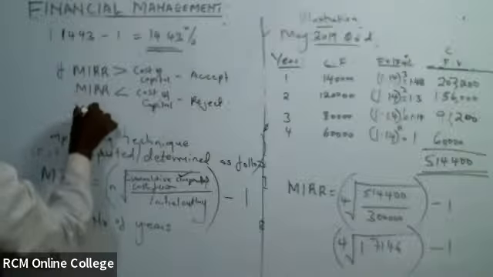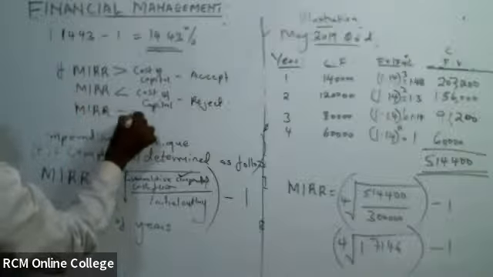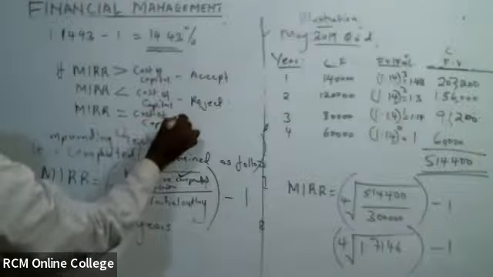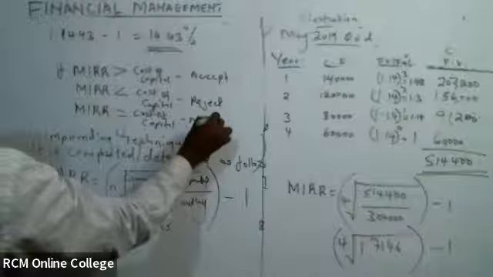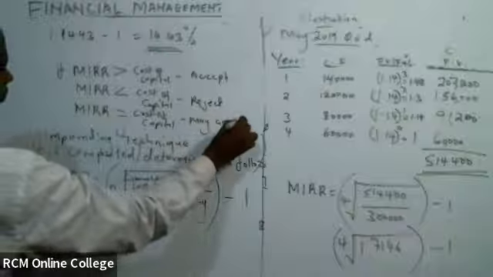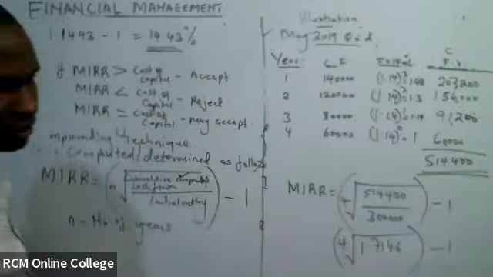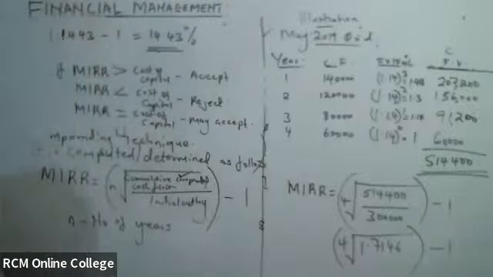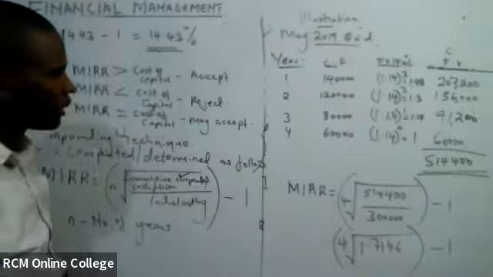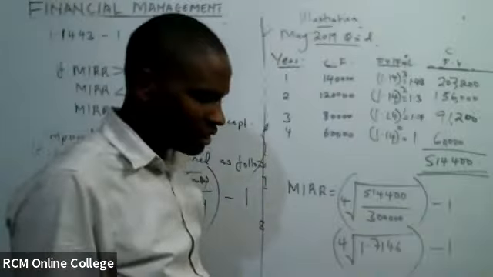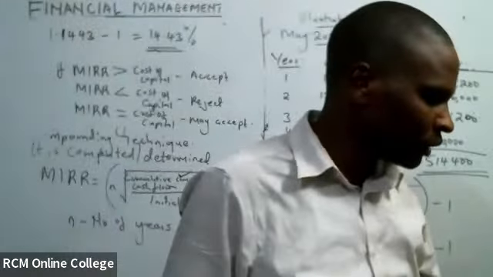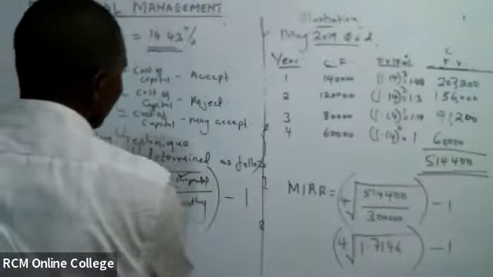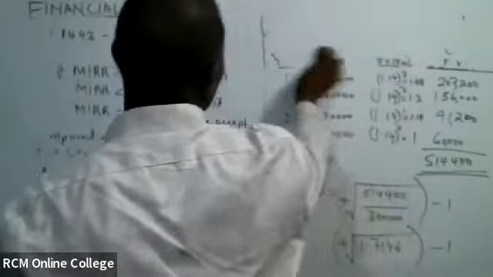Alafu hiyo ingine, MIRR equal to cost of capital, you may accept. Great. So that is the decision rule. So class, that is it. Next time we meet, we shall be looking at capital rationing.